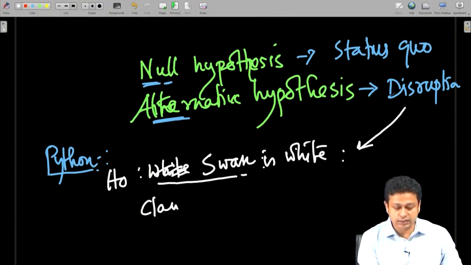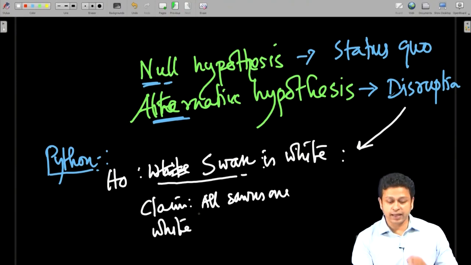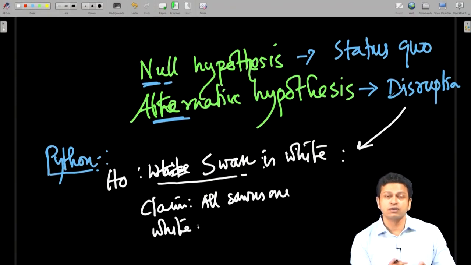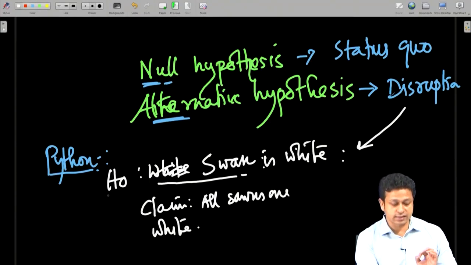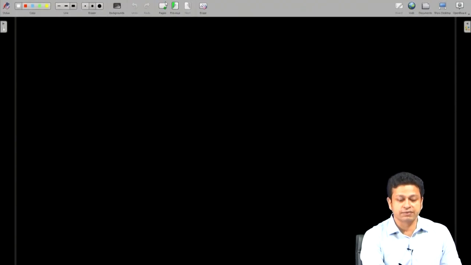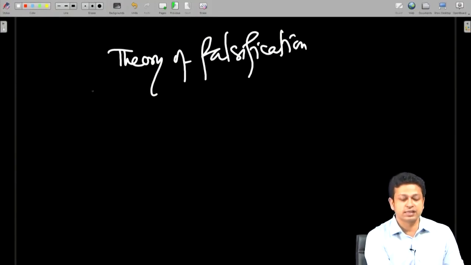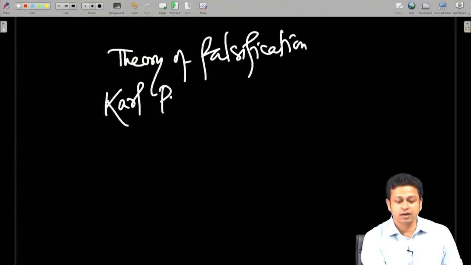The claim was all swans are white, right, till the point he identified that there is a blue swan somewhere. So, the moment he found a blue swan, he can claim the null hypothesis, this H naught, is actually false, okay. And this is called the theory of falsification, which is famously explained by Karl Popper.